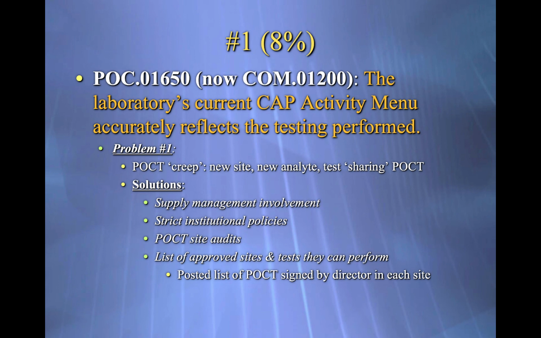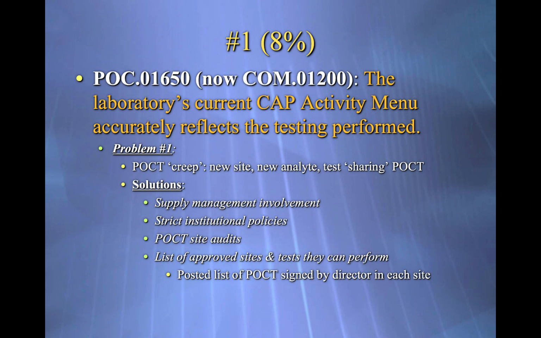This is where having supply and purchasing involved in the point of care committee can be very good. They can have a list of all the sites that are doing each individual type of test. And then if they get requests for supplies from a new site, they can go, oh, wait a minute, red flag here. Well, you're a new site. Did you get approved? What's going on? Strict institutional policies: if you start up point of care testing without going through the proper channels, getting the proper authorization and approvals, you may be barred from doing point of care testing for 6 months, and then you can reapply.